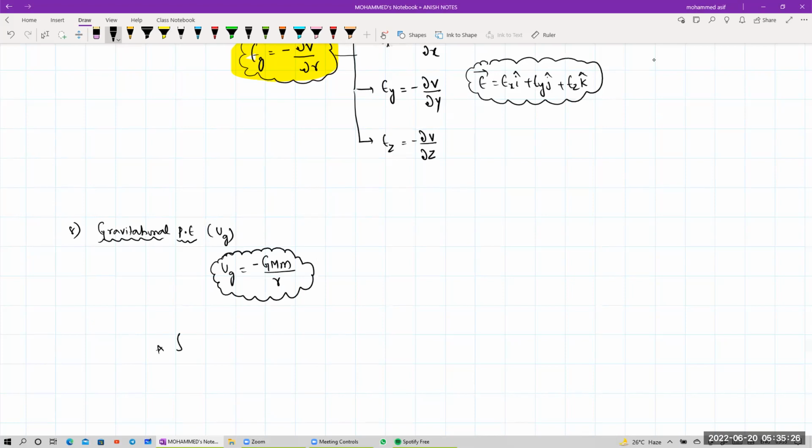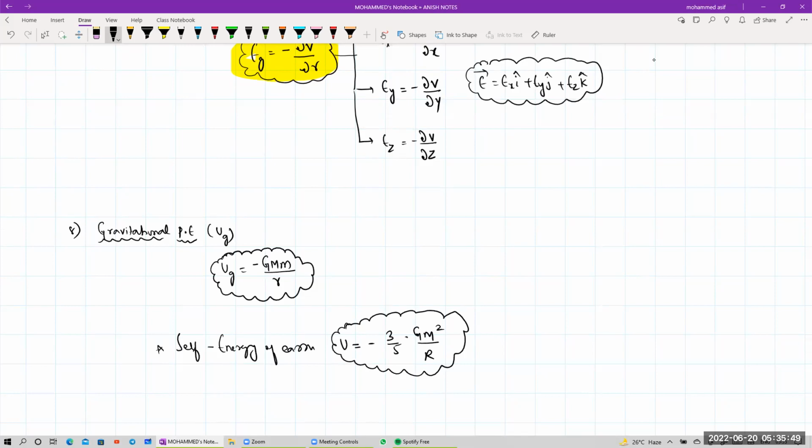Here we need to remember one important formula. It is the self energy of the Earth. Self energy of the Earth will be equal to minus 3 by 5 into G M square divided by R. U is equal to minus 3 by 5 G M square divided by capital R. Very, very important formula.